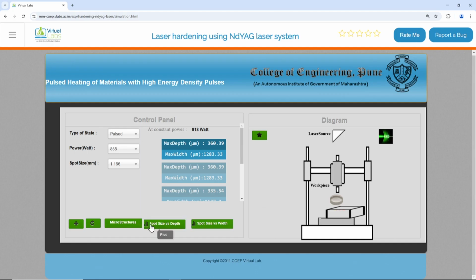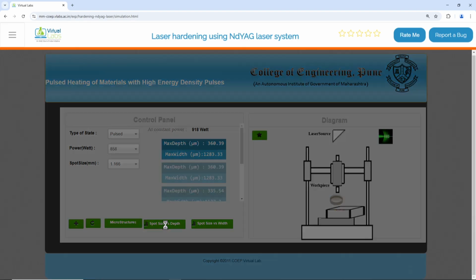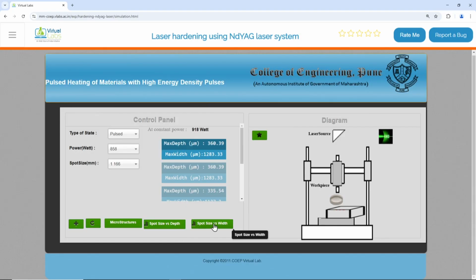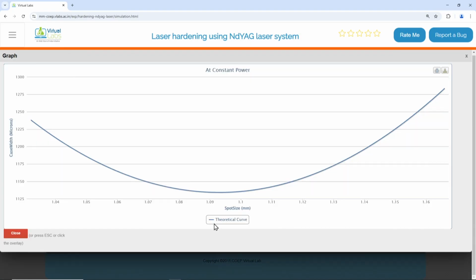It could also show us the graphs here, spot size versus depth and spot size versus width. Let me see the graph, spot size versus depth. See, the case depth first decreases then increases. That is, when we increase the spot size, the case depth is minimum at a specific point, for example around 1.1 something, then it increases. Let me see spot size versus width. It also shows a similar trend. At around 1.01 it is the minimum, and less than that and more than that it is more.